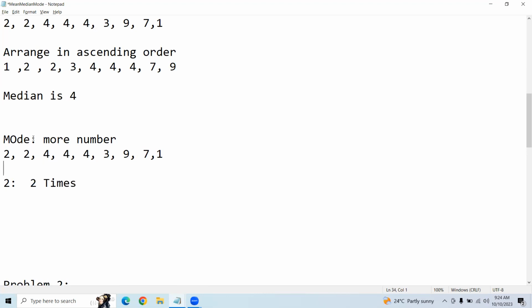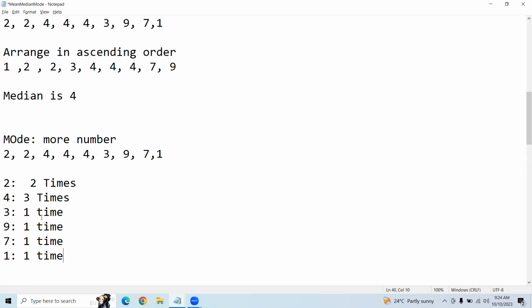And next number, 4. How many times? 1, 2, 3. We have 4 three times over here. Then we have 3, just 1 time over here. Then we have 9, 9 also is 1 time. 7 is also 1 time. And 1 is also 1 time. You can add these up to make sure that you have considered all 9 numbers: 1 plus 1, 2, 3, 4, 7, 9.